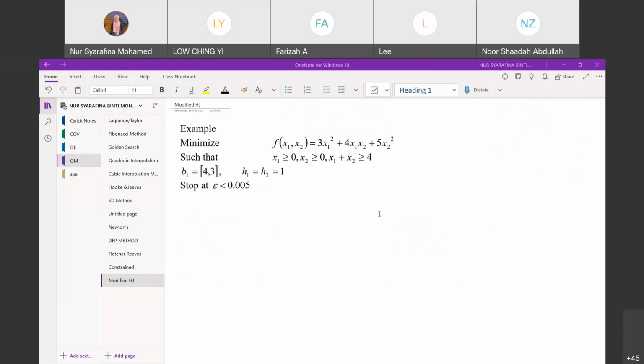All right, so now, basically from the Hooke and Jeeves method in our previous lesson, what should we start with? We have the function, right? And we have B1 as your starting point, as your initial point. So we are going to start our evaluation from B1, and then the step length is given as H1 and H2 equals 1.